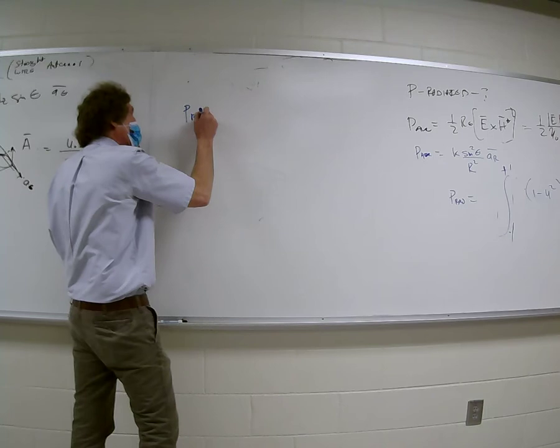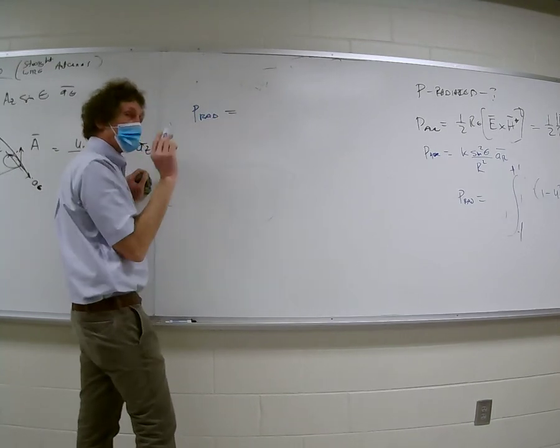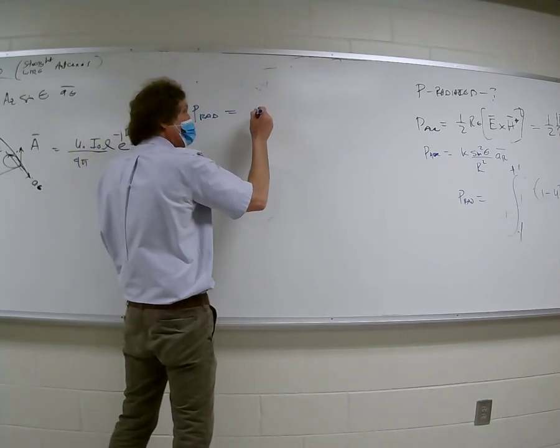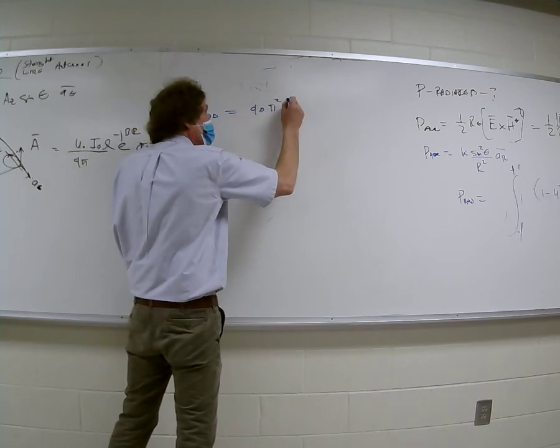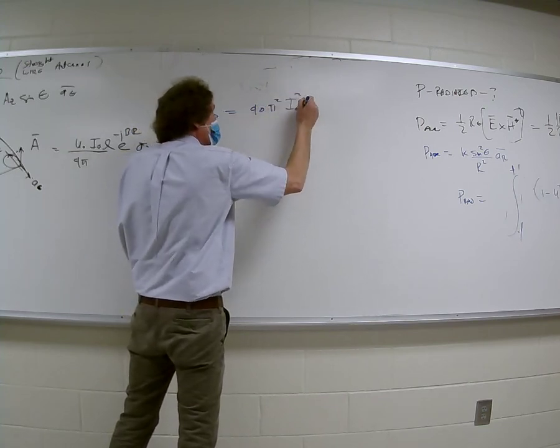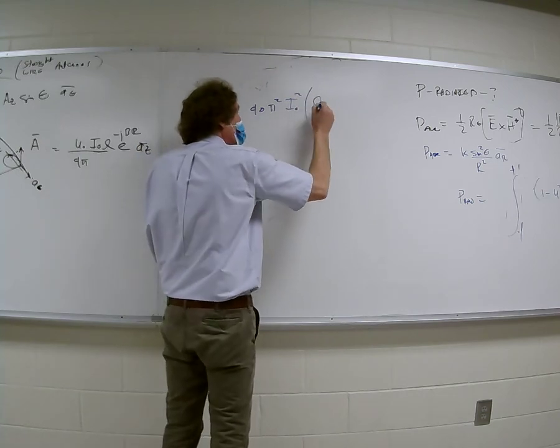And I want it in terms of the things I'm putting in here. Look in your book. You're going to see this total power radiated is going to be 40 pi squared, I naught squared, right? And then it's going to be L over lambda squared.